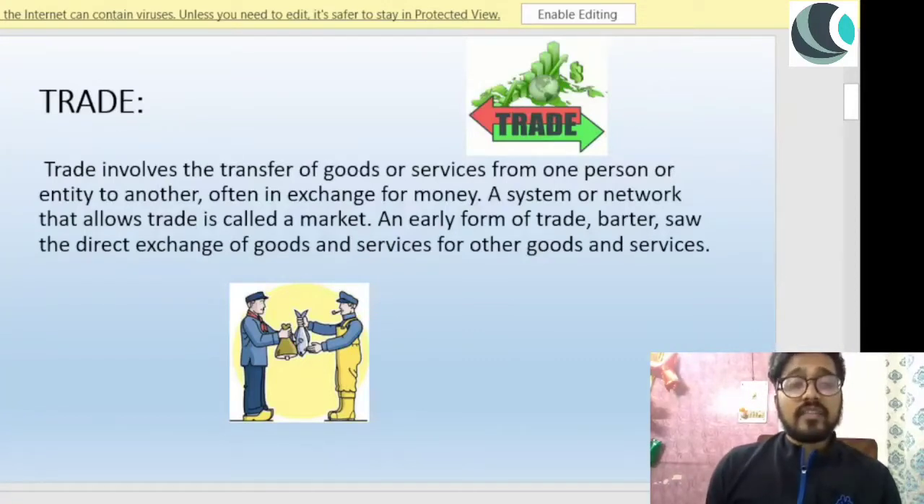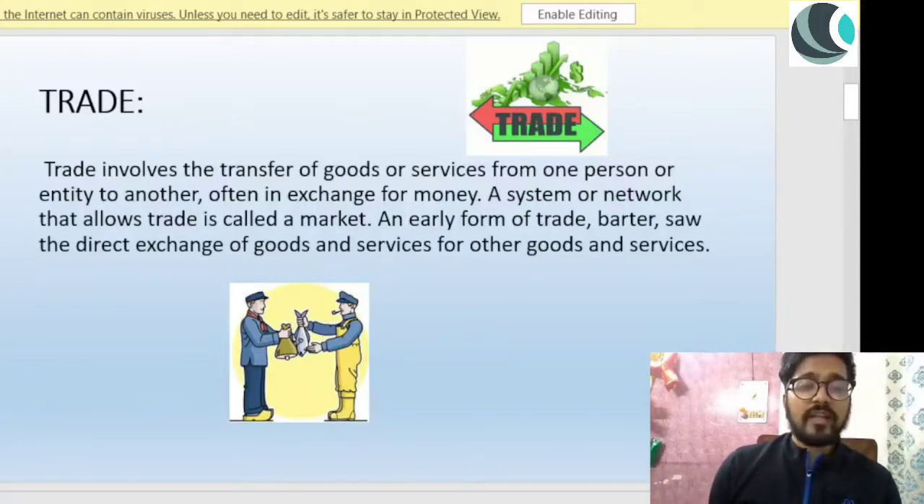Next up, a system or network that allows trade is called a market. So there is a system or network that allows trade. So basically, the domain in which you are trading, we call it a market, right? So market is known as a domain in which trade usually happens, right?